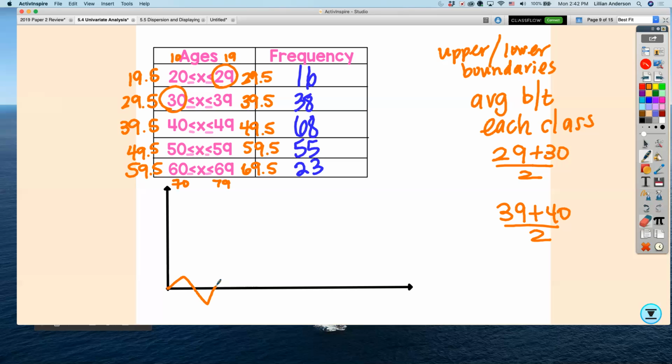When you graph this, it still is going to go from 20 to 30 to 40 to 50 and so on and so forth. Okay. It's just that when you actually do your bars, you're going to start at 19.5. So you're going to be just a little bit before 20 and a little bit before 30 to indicate that 29.5. You're going to be a little bit before 30 and then a little bit before 40 for that 39.5.